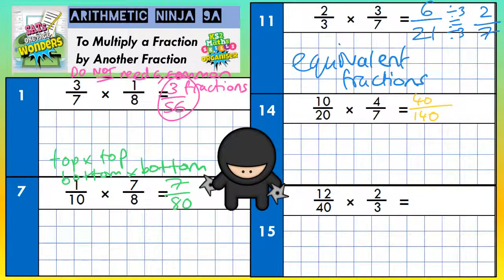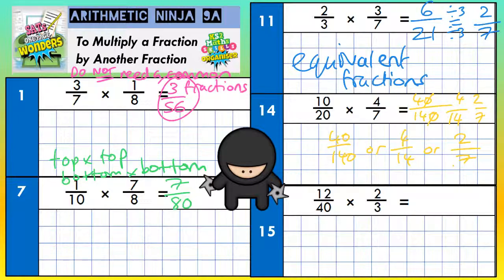Again, we can simplify. Straight away, they will both divide by 10 because they both end in a 0. So 40 divided by 10 is 4, and 140 divided by 10 is going to be 14. And you could then halve both of those. So half of 4 is 2, half of 14 is 7. So any of those answers would be acceptable: 40 over 140, or 4/14, or 2/7. They're all equivalent fractions.